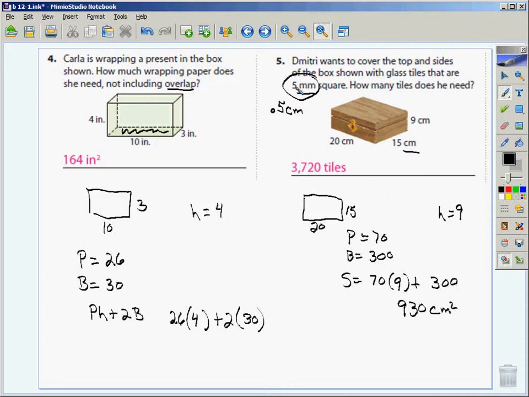If these squares are 0.5 by 0.5, then they cover 0.25 centimeters squared each. So if I take 930 and I divide it by 0.25, you should end up with 3,720 tiles. Okay? We good on number 5 now? Understand what we did.